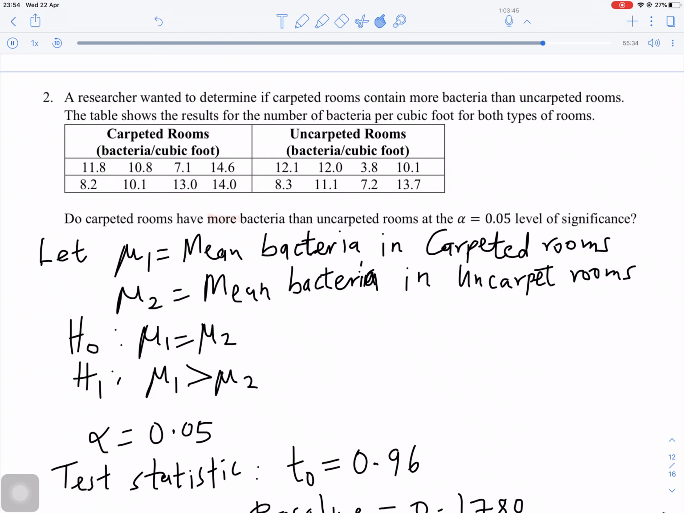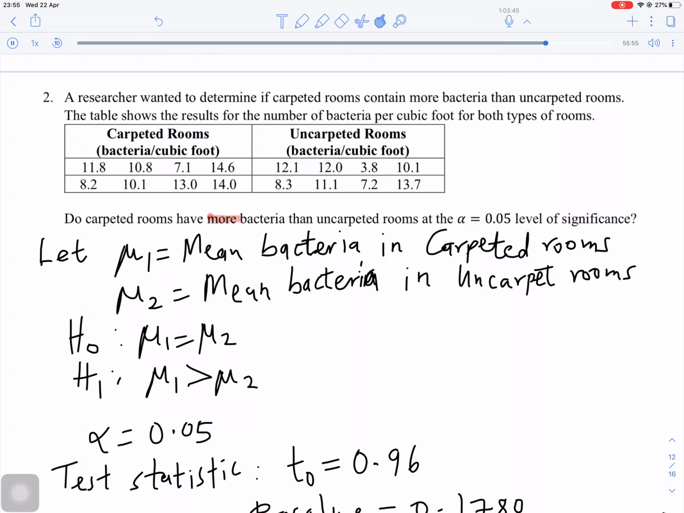Then the alternative, what are we trying to find out? So do carpeted rooms have more bacteria? Okay, so you realize the order. So the question is, do carpeted rooms have more bacteria? So the alternative will be that mu1 is greater than mu2. And then alpha is 0.05.